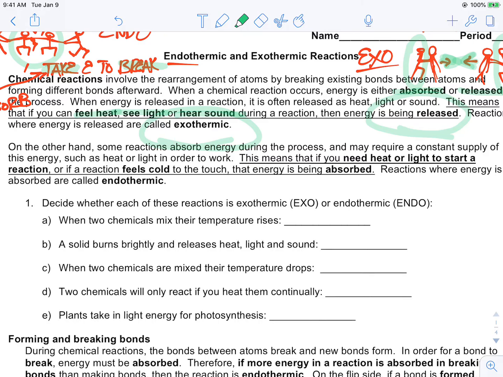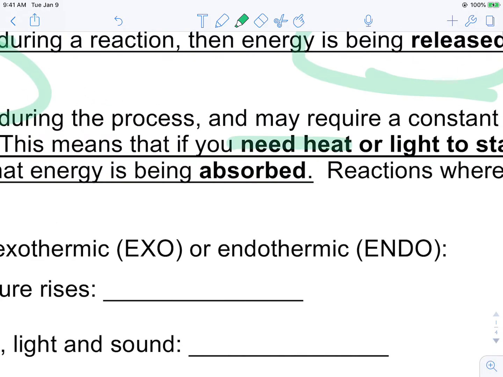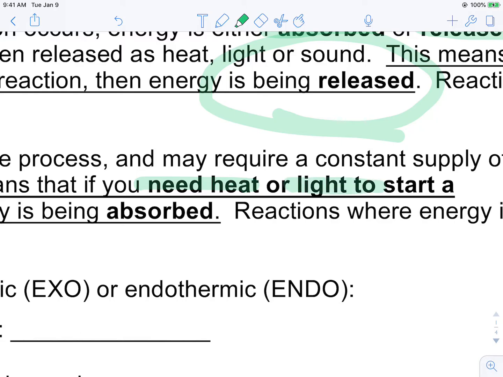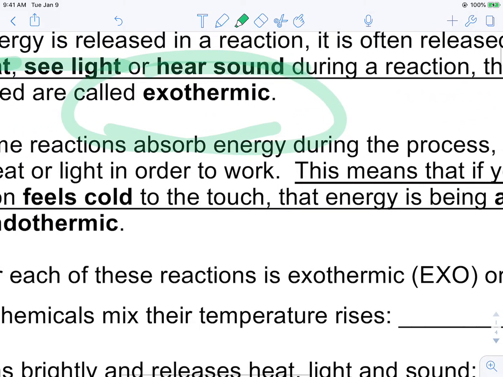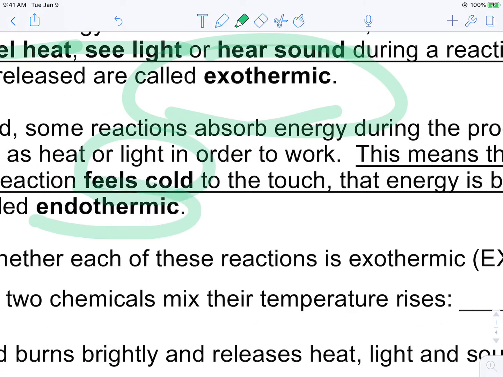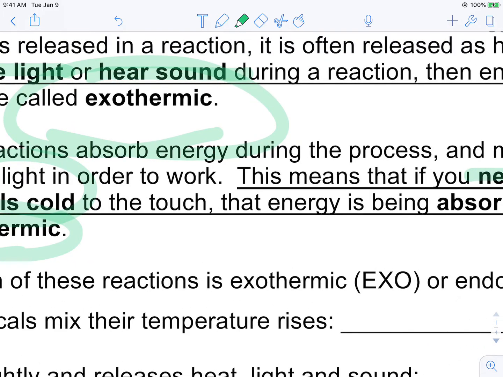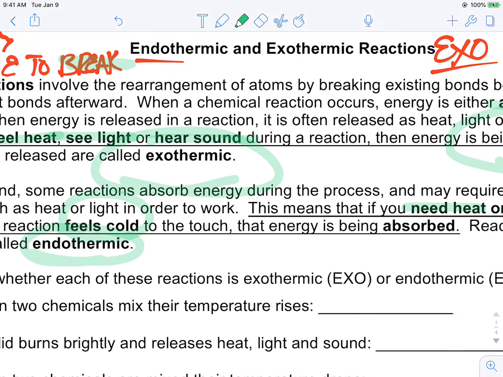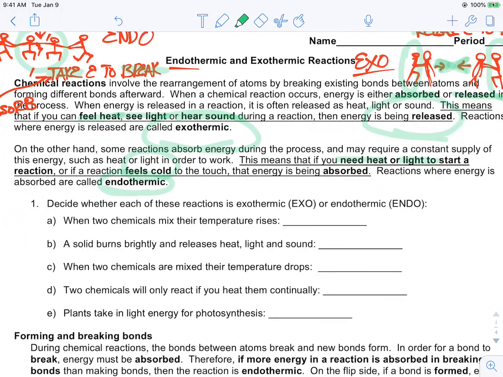But on the other hand, if you need heat to make a reaction happen, if you have to put heat energy in to cause a reaction, or if you have to have light to start a chemical reaction, or if it feels cold to the touch, you're looking at an endothermic reaction, which means that we are absorbing energy in order to break bonds. So exo, we're releasing energy in order to form bonds, and then endo, we are absorbing energy in order to break them. So here, let's look at our clues to see which one's exo and which one's endo.